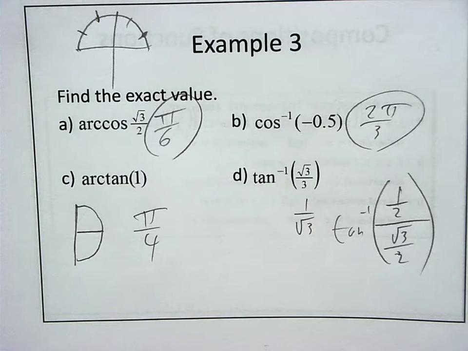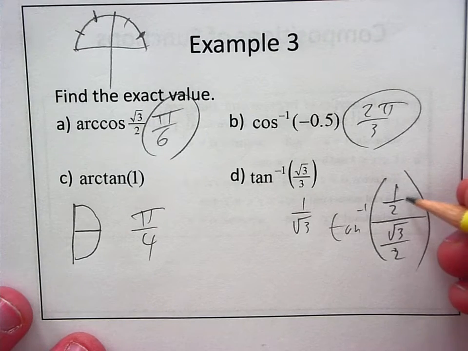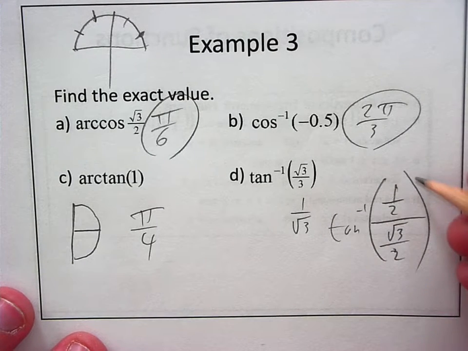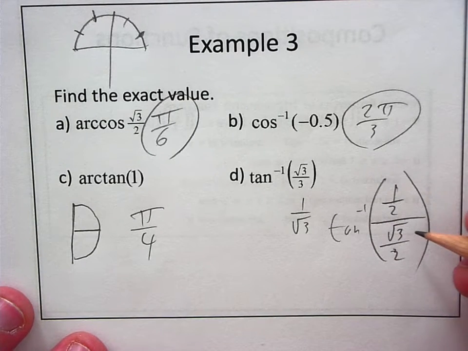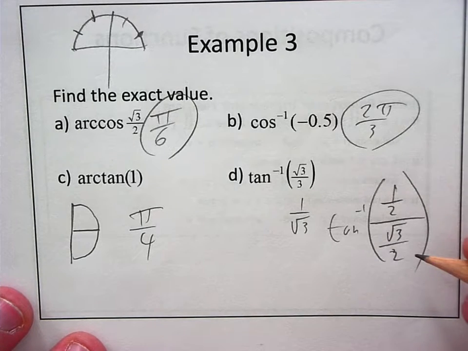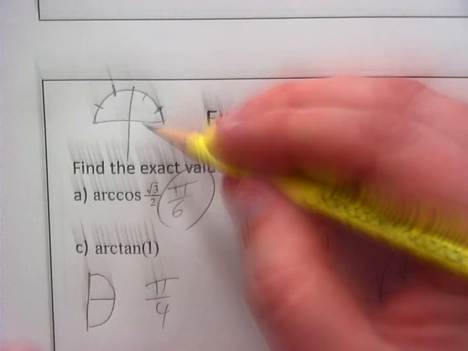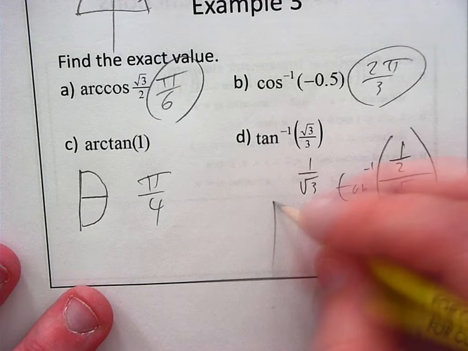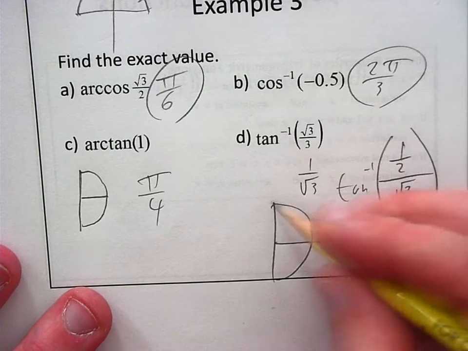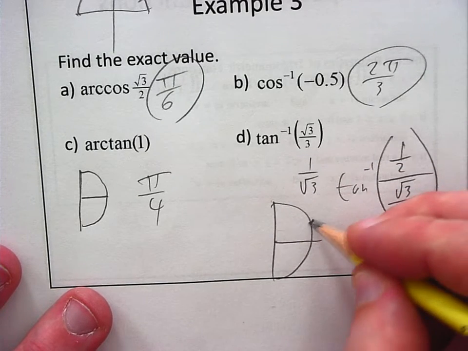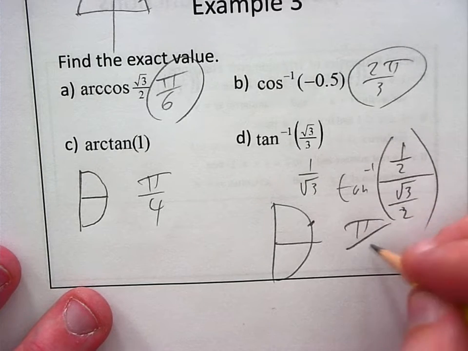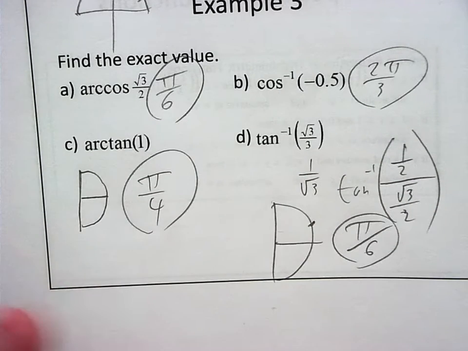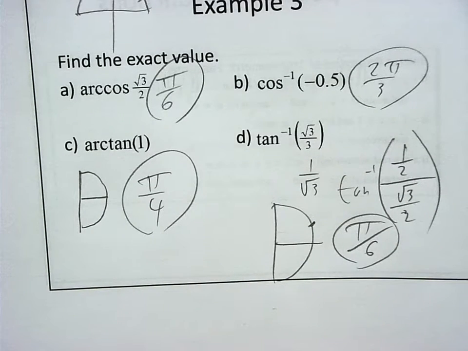Pi over 6. Because the sine value, remember, tangent is sine over cosine. The sine value is smaller than the cosine value. The horizontal is smaller than the vertical. And since I'm using the right half here, horizontal further than the vertical means you're going to be there, which is pi over 6. Questions on those?